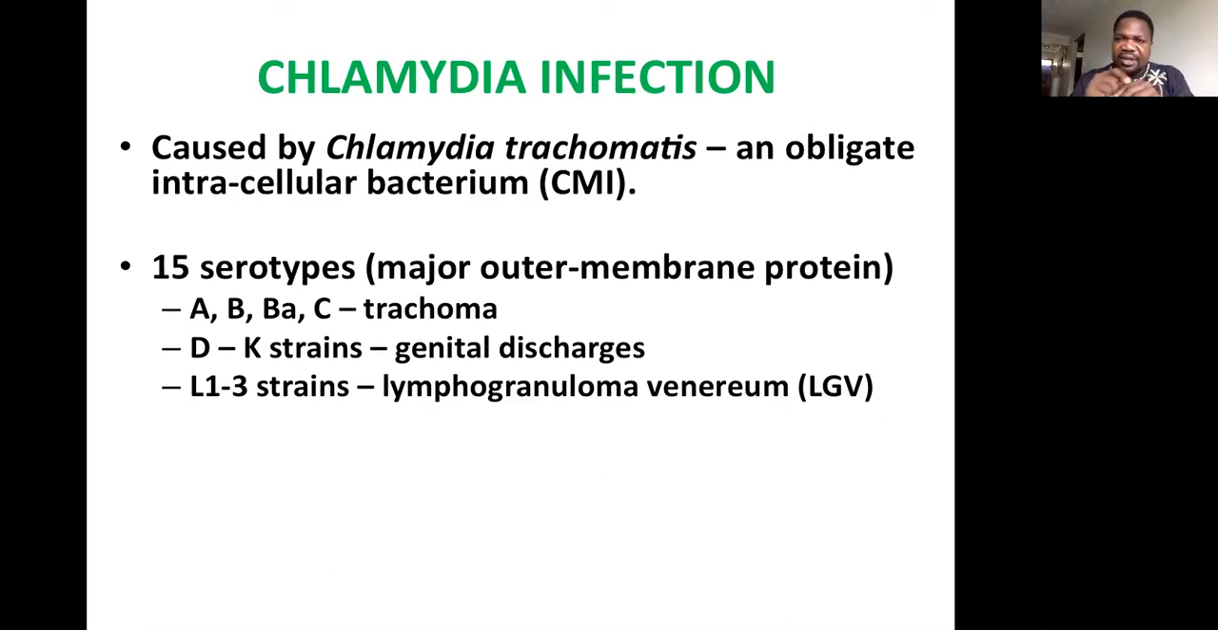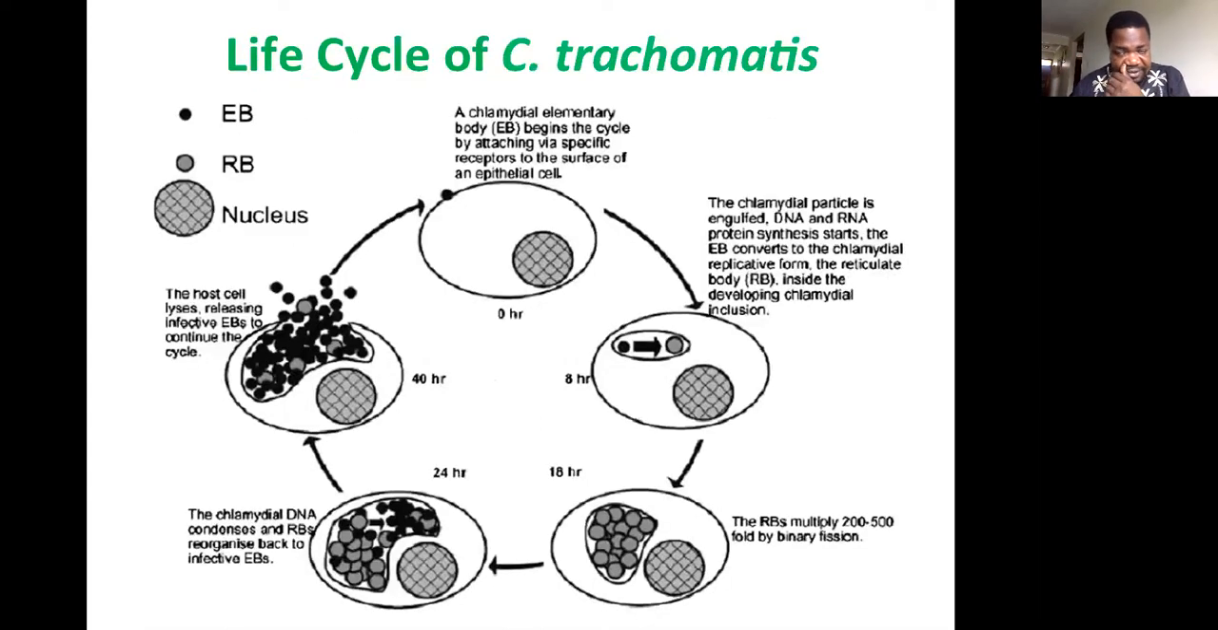It's an ulcer with inguinal bubo that is there, plus an ulcerative lesion on the genital area. They are caused by strains L1, L2, L3. Strains D to K cause discharge only. Strains A, B, C cause an eye infection that we call trachoma. So that's this infection, how it happened.